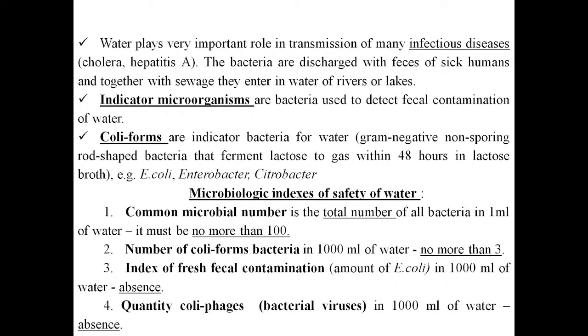The next criterion is the index of fresh fecal contamination. Fresh fecal contamination is the amount of E. coli. In 1,000 liters of water, it must be absent at all. It must be absent at all. E. coli are indicators of fresh fecal contamination.